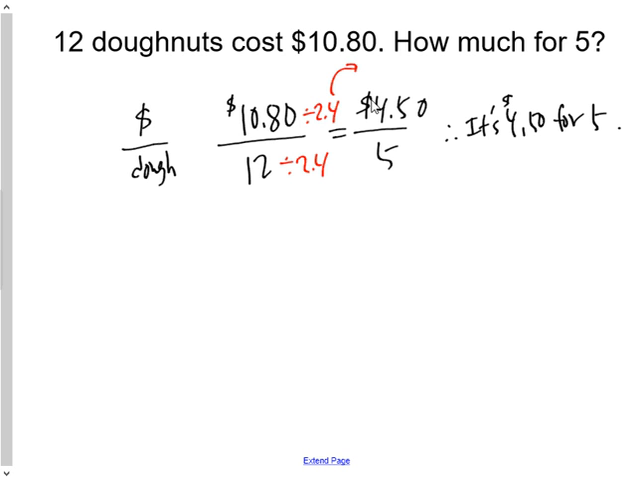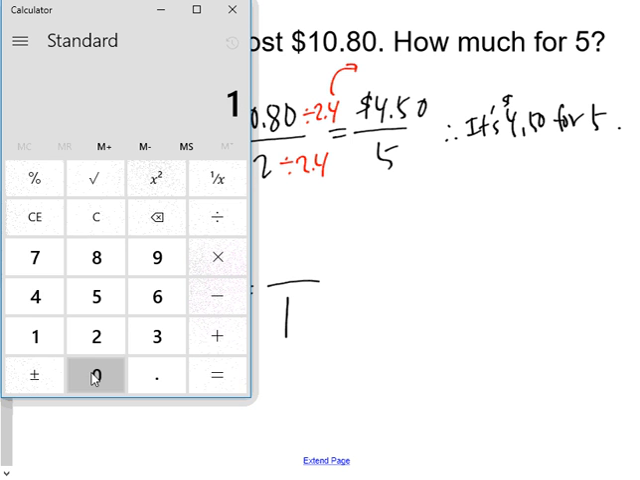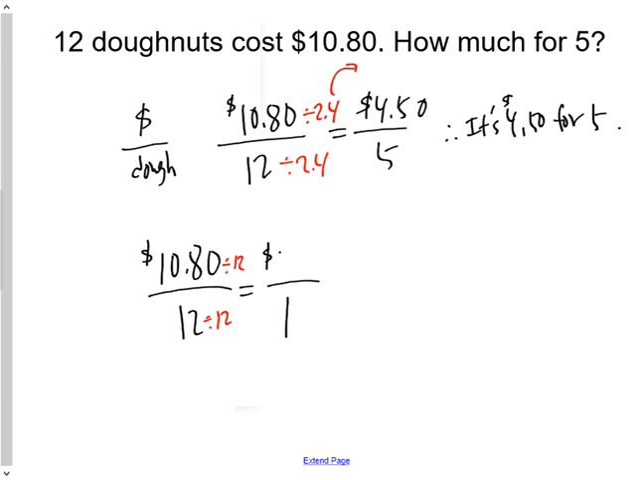A second way we can do it is we can set it up the same way, $10.80 for 12 donuts, but we can figure out how much 1 donut is instead. So here our division is much easier because I'm going to divide both by 12. 12 donuts divided by 12 is 1 donut. $10.80 divided by 12 tells us that each donut is 90 cents. And if it's 90 cents per 1 donut, then if I reconfigure it for 5 donuts, I would figure that it's $4.50 for 5 as well.